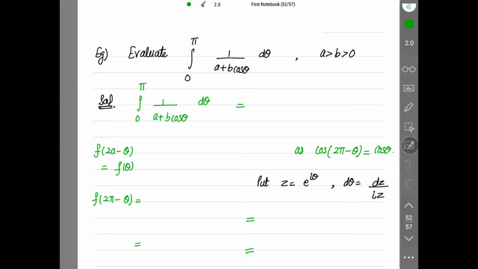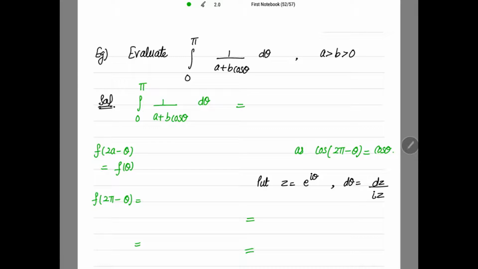Next example: evaluate the integration from 0 to pi of 1 over a plus b cos theta d theta, where a is strictly greater than b, which is strictly greater than 0. Whenever we start to solve this, we first have to ensure that our limits are from 0 to 2 pi. 0 to 2 pi is your complete circle, and only then can you apply the polar form z equal to e to the power i theta. But here the limits are from 0 to pi, so I need to change this limit.